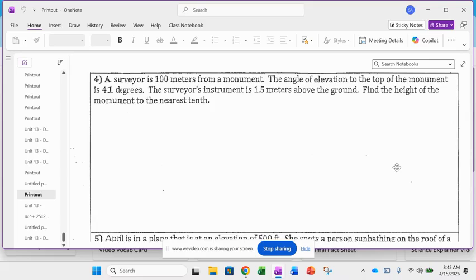First time you read through it. Read through it once, process as much as you can, and then read through it again. So it says a surveyor is 100 meters from a monument.